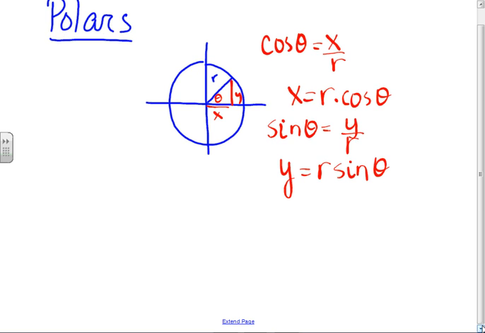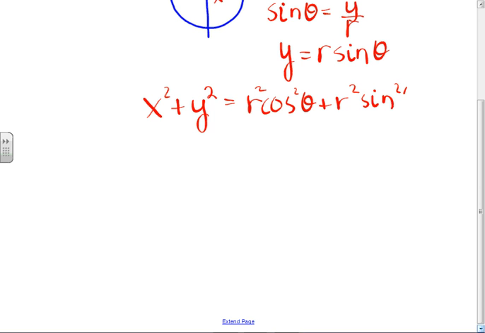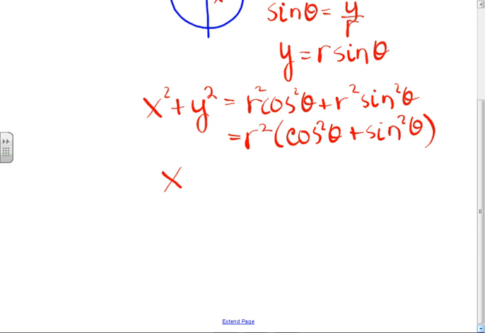And if you do x squared plus y squared, that's going to be equal to r squared cosine squared of theta, plus r squared sine squared of theta. And if I factor out r squared, we have a trig identity. This is the one you have to know. It equals 1. So we get the equation of a circle. X squared plus y squared equals r squared.